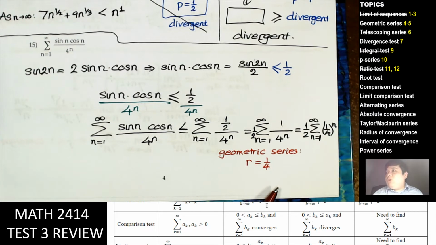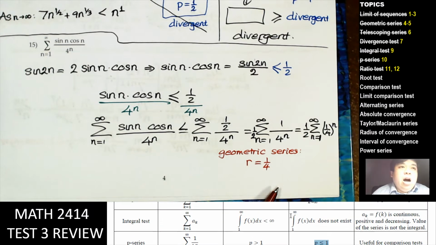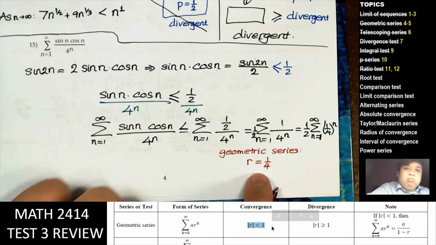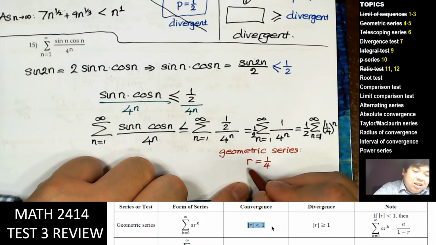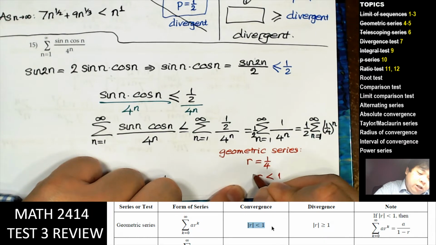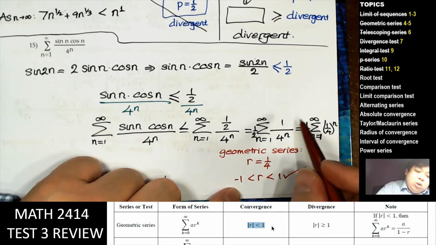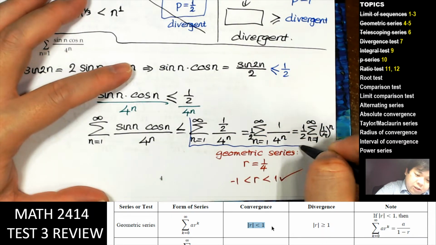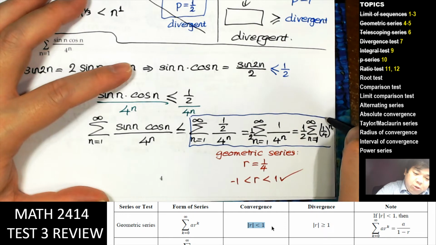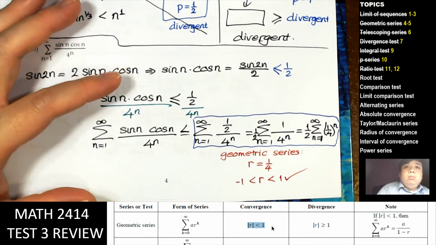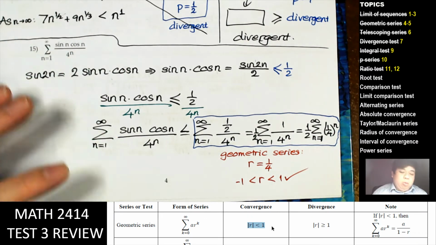And we'll go back to geometric series. Geometric series, if the absolute value of r is less than 1, and this one is 1/4, it is less than 1 and greater than -1. So yes, r is between -1 and 1. So this on the right hand side is convergent because it is a geometric series with r equal to 1/4, r between -1 and 1.